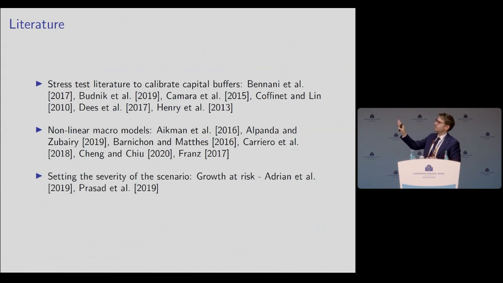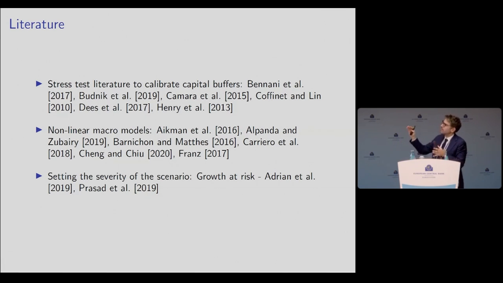Let me frame the paper a bit in the literature. We have three streams of literature that we're focusing on. The first stream of literature uses stress test models to calibrate capital buffers. With respect to this literature, what we do is try to find a way through which we can use these approaches, but also understand which part of the buffer is going to be cyclical and which part is going to be structural.